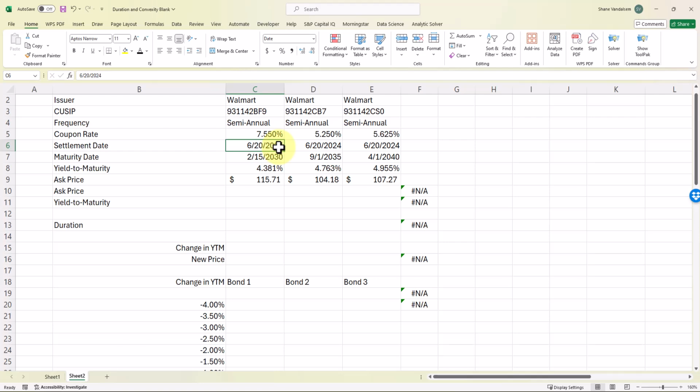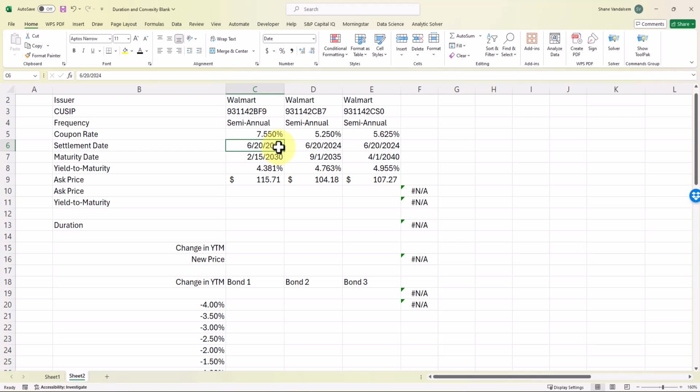Again, I'm recording this on June 18th, 2024. If I bought this bond today, it would settle in 2 days. In other words, the cash and the transaction would be finalized 2 days from now. So we're using a settlement date 2 days from now as a result.